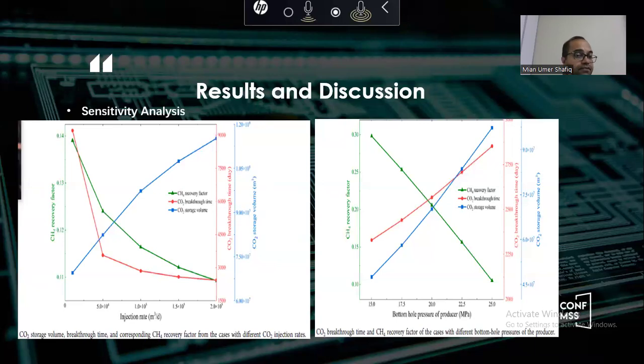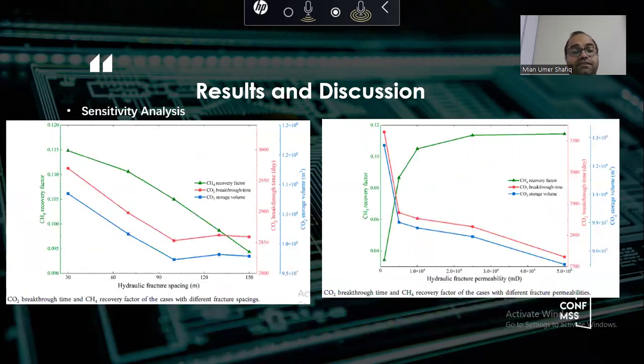The figure on the left side shows something else. It shows the CO2 injection rate, meaning how much CO2 you are injecting. You can see the rate is increasing from 5,000 to 20,000. When you increase the rate, the CO2 storage volume increases, the recovery factor of CH4 decreases, and the CO2 breakthrough time also decreases. That's the effect of injection rate and bottom hole pressure.